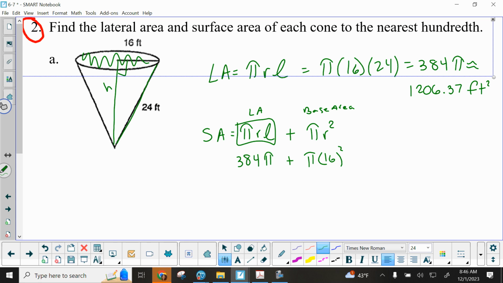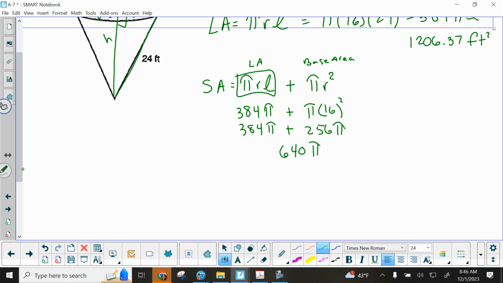So if the question asked for the exact surface area, I would keep everything in terms of pi, and I'd get 640 pi because I'm able to add the 384 pi to the 256 pi, and this would be the answer for the exact right here. But it wants me to round, so now I'm going to multiply 640 by pi, and I get 2010.619 something something. So that 9 is going to make 2010.62 feet squared, because I'm talking about surface area.